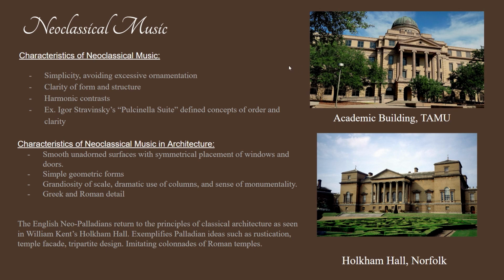To start off, we have neoclassical music and its connection to neoclassical architecture. The basic characteristics of neoclassical music are its simplicity, avoiding excessive ornamentation, clarity of form and structure, and harmonic contrasts. This can be seen in the academic building of Texas A&M and the Holcomb Hall in Norfolk.